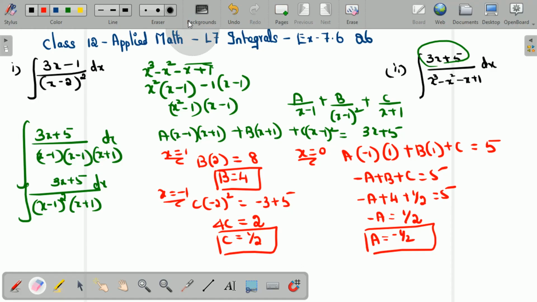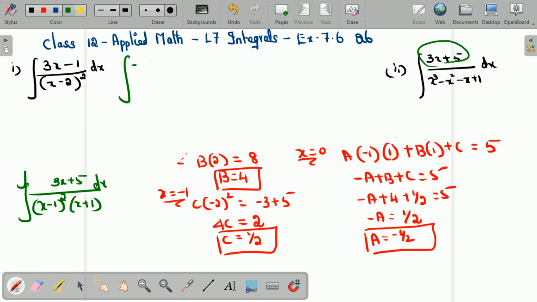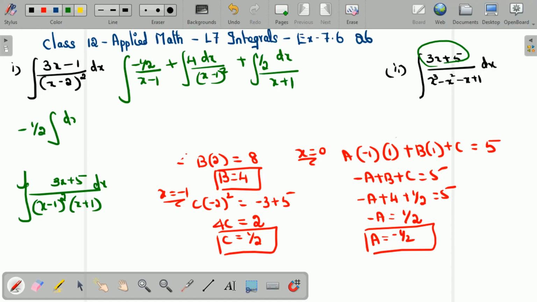Now let's put all of this for the integration. This means it's integral of minus half divided by (x minus 1), plus 4 into integral dx divided by (x minus 1) the whole square. Then there is a plus half into integral of dx divided by (x plus 1). Now let's take the common terms outside and do the work. So this is minus half integral dx divided by (x minus 1) plus 4 into integral dx divided by (x minus 1) the whole square plus half into integral dx divided by (x plus 1).